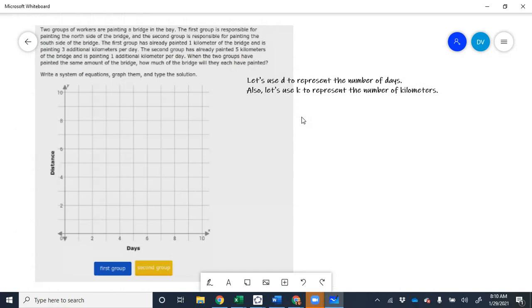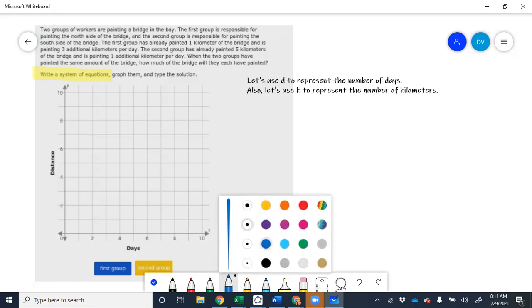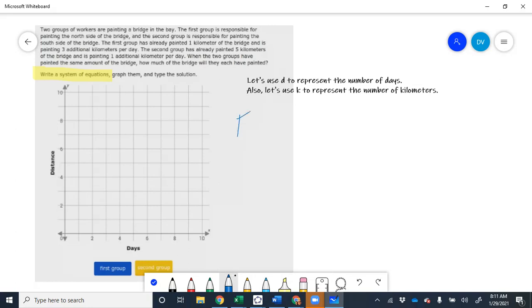And I'm going to use colors here. For the first group, let's use blue to write an equation. Remember, we have to write a system of equations and then graph them. In other words, we have to write two equations. One will be blue and it will represent the first group.